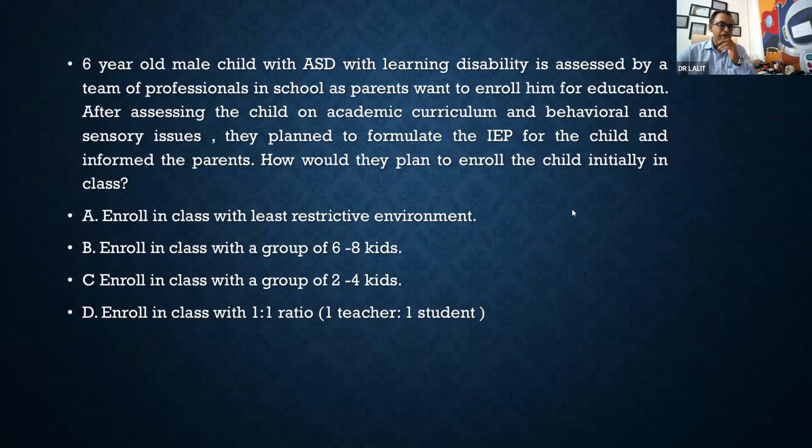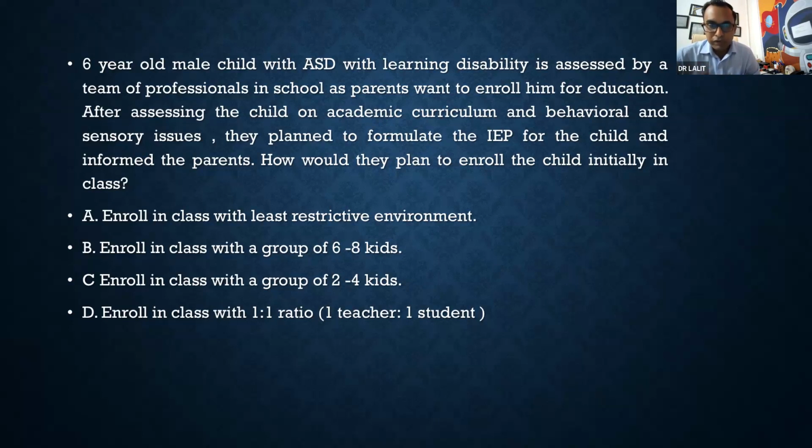Okay, so all of them mentioned answer D, enroll in class 1:1. So first and foremost, what made you think that he should be enrolled in 1:1? Do you know the ability of that child? Do we know his academic skills? Do we know anything? We have assessed his behavioral issues, his sensory issues, and learning disability. But why can it not be 2:1? Why is it only 1:1?